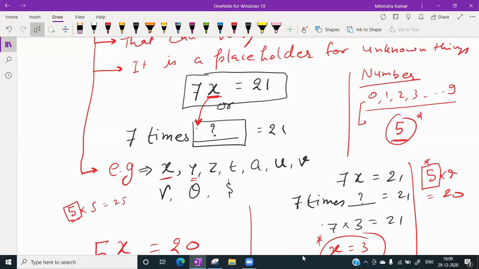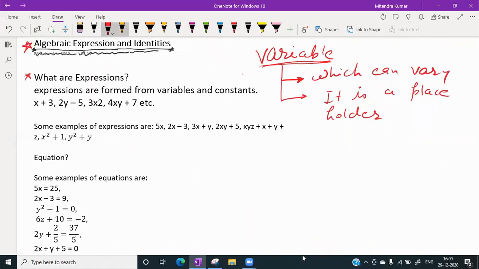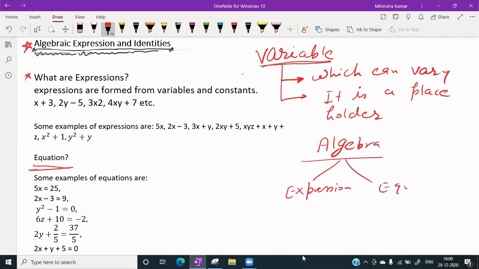So again we will learn algebra. Algebra is the combination of numerical value and this variable, है ना? So there are two parts. If I start algebra, there will be two parts of this. One is expression and second is equation, which I have already written.